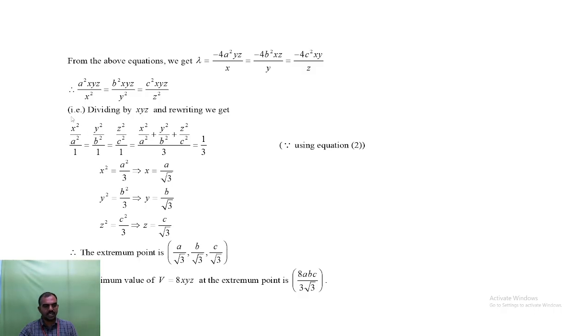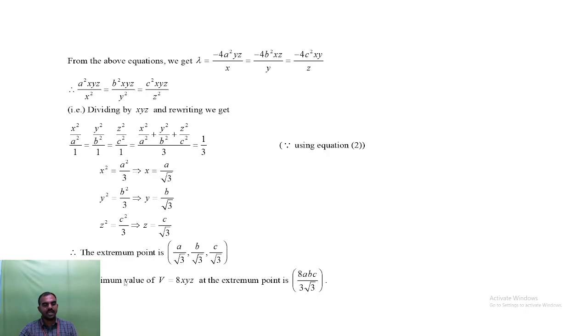So consider these terms. x square by a square equal to 1 by 3. Cross multiply: x square equal to a square by 3. So x equal to a by root 3. Similarly, y square, cross multiply, b square by 3, y is equal to b by root 3. And z square equal to c square by 3, so z equals c by root 3. So the extreme point is a by root 3, b by root 3, c by root 3.